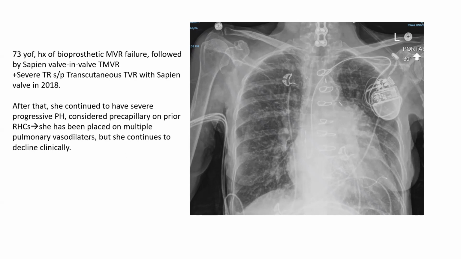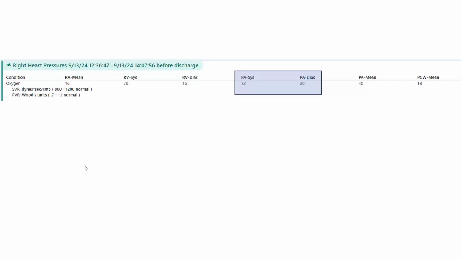She has been placed on multiple pulmonary vasodilators, but she continued to decline clinically. So she was referred again to us for right heart catheterization, and these are her numbers. Her PA pressure was 72/20 with a mean of 40, and her wedge pressure was 18. So she still had severe pulmonary hypertension with RV failure and a RA pressure of 16.